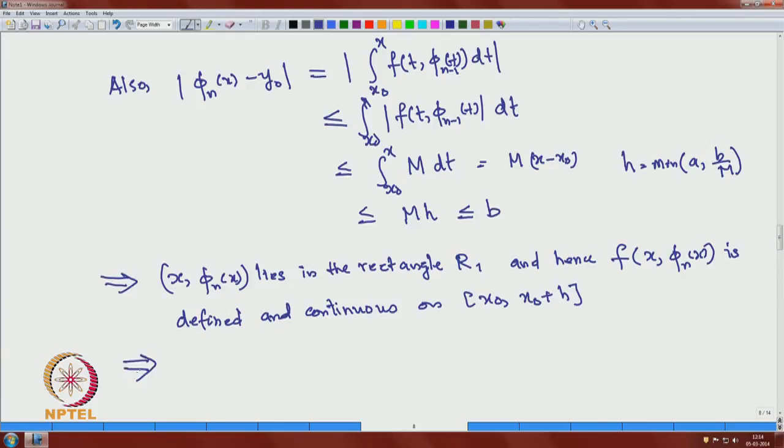So, what does it say? It says that this phi n is also satisfying all the properties we assumed in part A, with the assumption that if phi n minus 1 satisfies the properties, then phi n also satisfies the properties. Now, let us check for the case when n is equal to 1. So we have phi 1 x, which by definition is y 0 plus integral x 0 to x of f of t, y 0 dt.